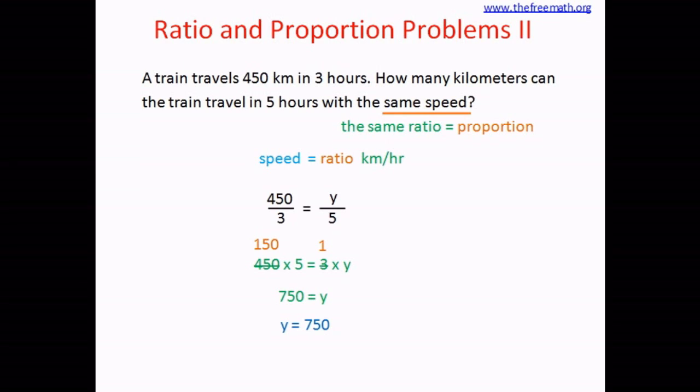And what is y here? Y is the distance traveled in 5 hours. That means our answer is 750 kilometers. The train can travel 750 kilometers in 5 hours with the same speed.